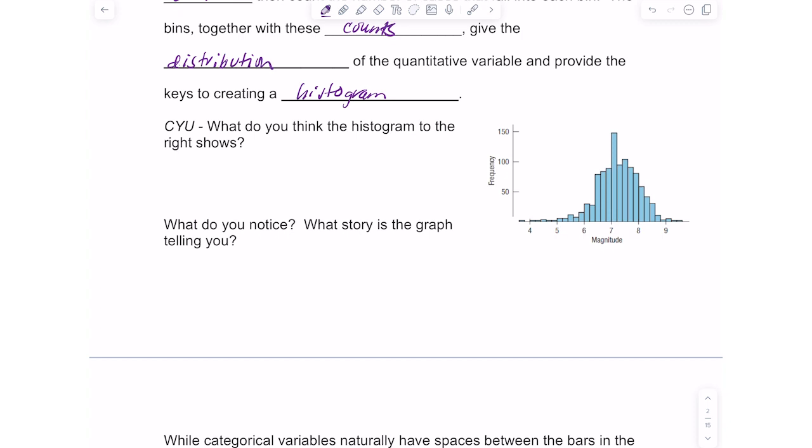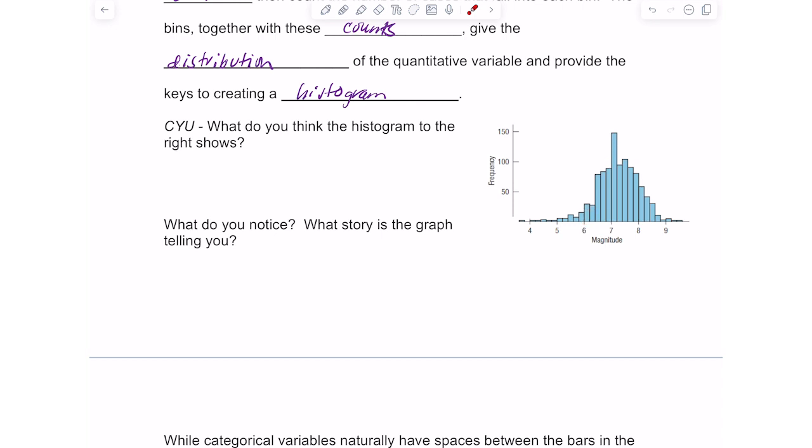So here's a picture of a histogram. Take a few seconds and pause the video and write down what you think the histogram is trying to show. What do you notice, and what story is the graph telling you? The histogram here is actually showing us the number of earthquakes with specific magnitudes. So we can see the magnitudes all the way from a little less than 4 all the way up to past 9. And then of course the frequency, so the number of earthquakes that had, for instance, magnitude 7 or magnitude 6 and so on.